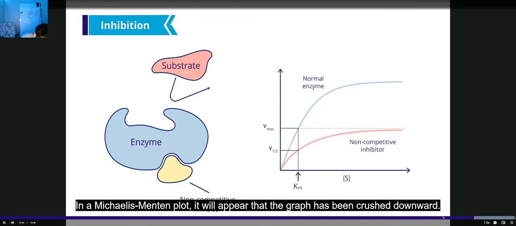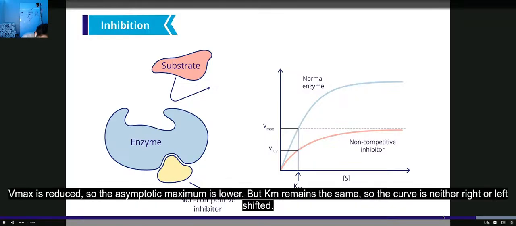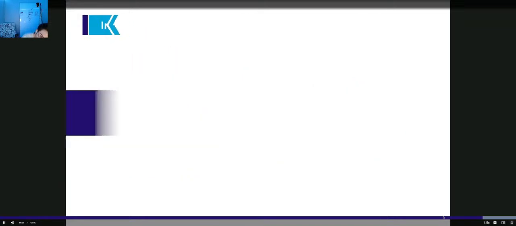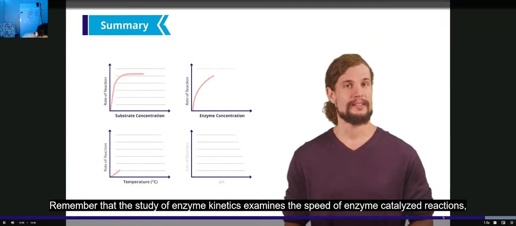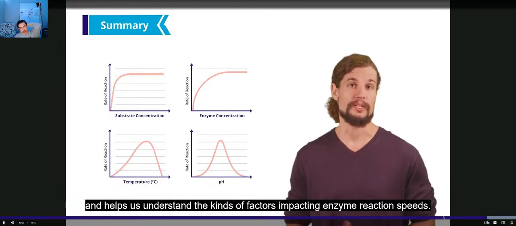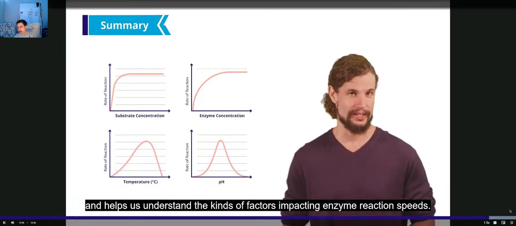In a Michaelis-Menten plot, it will appear that the graph has been crushed downward. Vmax is reduced, so the asymptotic maximum is lower, but Km remains the same, so the curve is neither right or left shifted. Remember that the study of enzyme kinetics examines the speed of enzyme-catalyzed reactions and helps us understand the kinds of factors impacting enzyme reaction speeds.